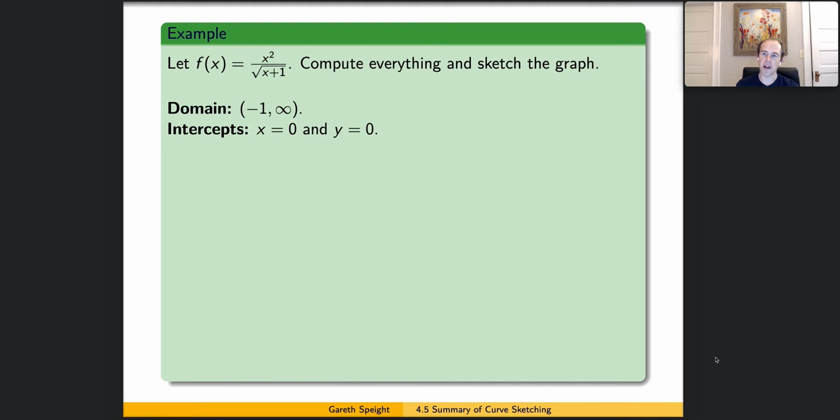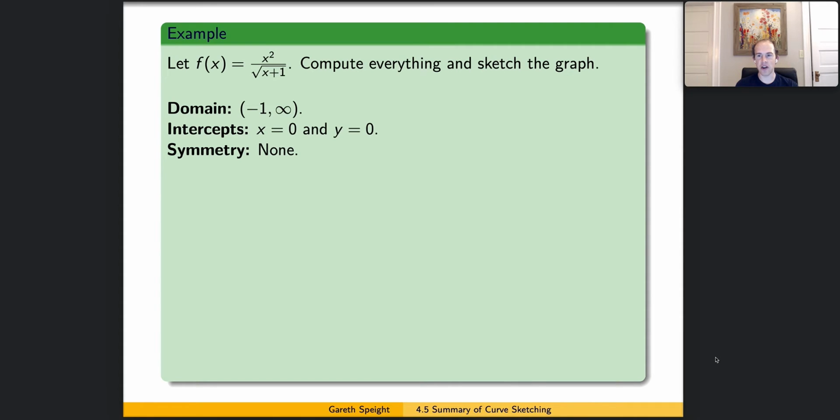Okay, then we look for the intercept. So the x-intercept is going to be when y equals 0. And that only happens when the numerator is 0, so when x squared equals 0 or x equals 0. And the y-intercept is the y value when x equals 0, which is y equals 0. Okay, so actually this curve intercepts both of the axes at 0, 0, and there are no other intercepts.